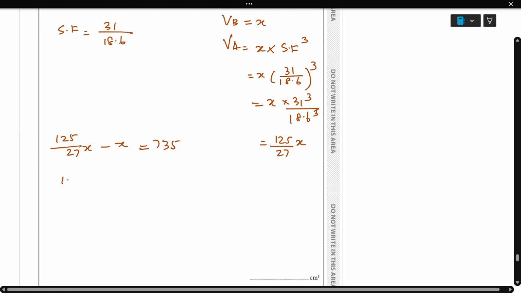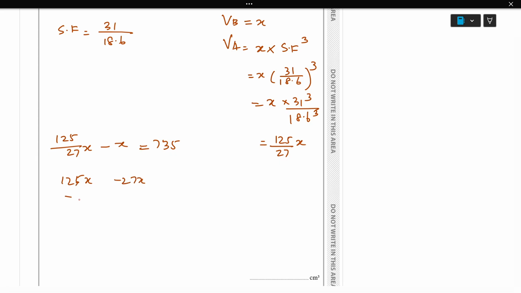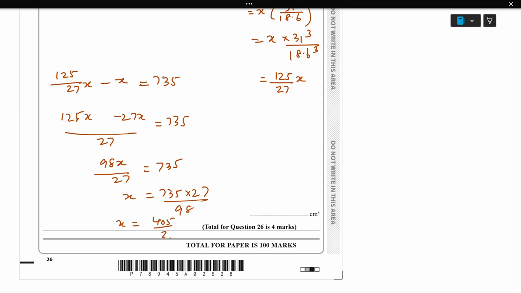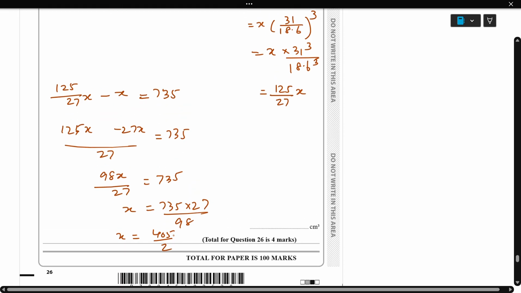Okay, so take LCM, 125x minus 27x over 27 equal to 735. So 125 minus 27 is going to be 98. 98x over 27 equal to 735. Okay, so x equal to 735 times 27 over 98. So x we will get 405 over 2. So this is the volume of B.